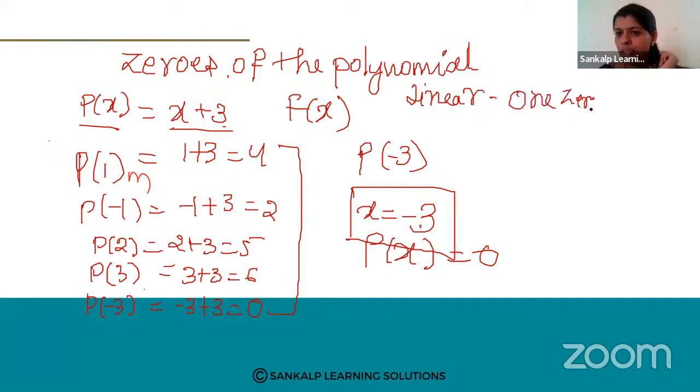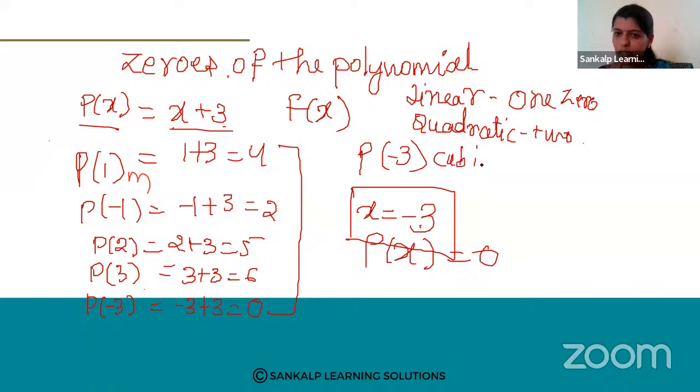If it is quadratic, then how many zeros does it have? It has at most 2. That means more than 2 is not possible. Less than 2 is possible. Okay. It may have 1 zero or 2 zeros, but more than 2 is not possible. Therefore, a quadratic polynomial has at most 2 zeros, right?